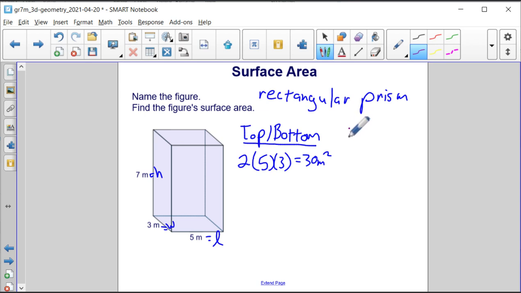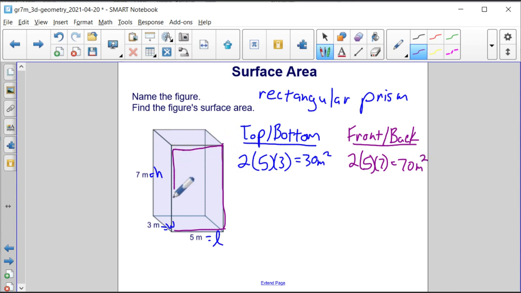And now let's look at the front and back. And notice that the front and the back are the same, so we can put a 2 in front, and we can multiply our length 5 times our height 7. And when we do that, we will end up having 10 times 7, which is 70 square meters. So again, that was for the front and the back.